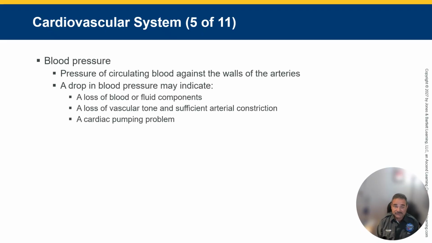Blood pressure. Blood pressure is the circulating blood against the walls of the arteries. A drop in blood pressure may involve a whole bunch of stuff. Loss of blood or fluid, okay? Loss of vascular tone. Vascular tone just means how well our arteries and veins squeeze, okay? You got a hole that big, and when you have vasoconstriction, it becomes that big. It squeezes down, okay? It gets tight. When you have vasodilation, it gets big again. All right, so constriction, dilation. That's vascular tone.